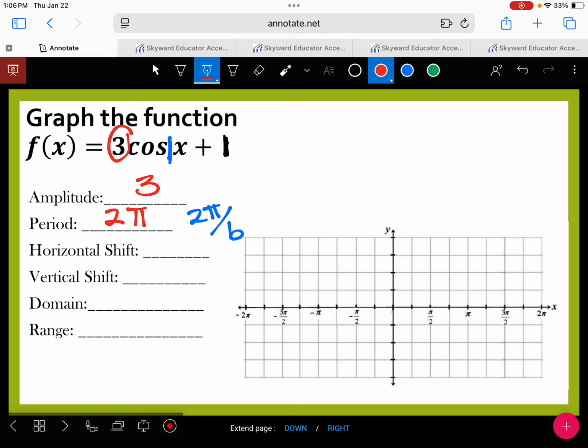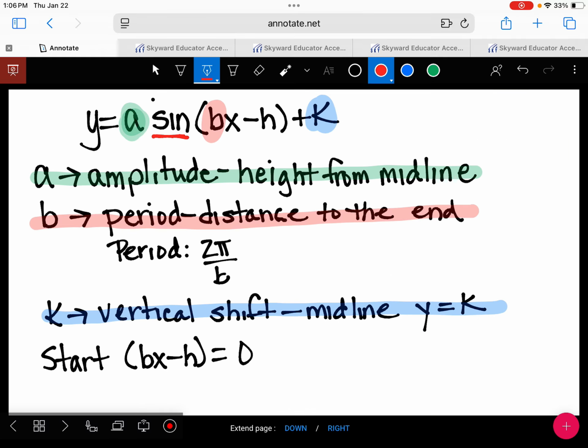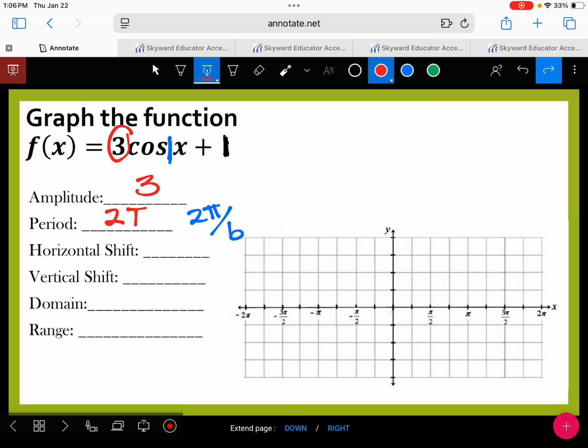We don't have any horizontal shift. Let me go back, I'll come back in a second. I want you to look at what we wrote. A horizontal shift, you would have to set, that means that is my start.